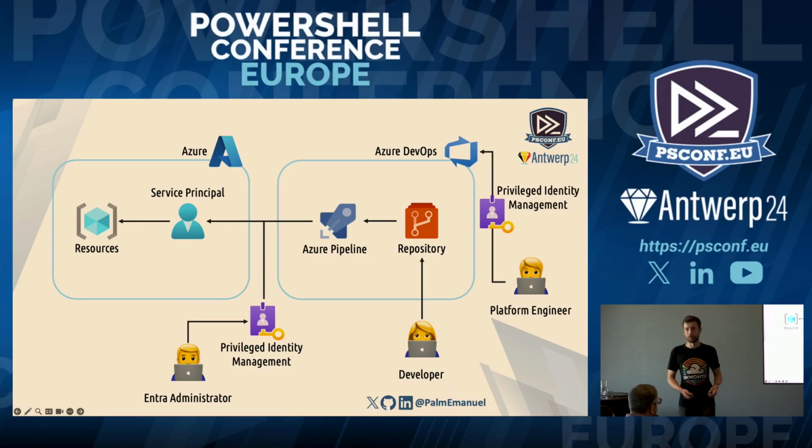These should preferably use PIM for activating their privileged roles, of course. But for the developer, it's hard, so we need to trust and implement pull request flows and security scans and everything in between there. I'll let you take a picture for a moment here.